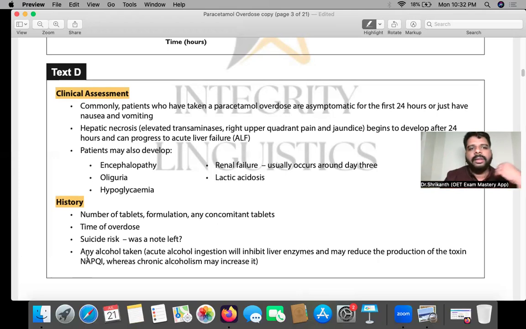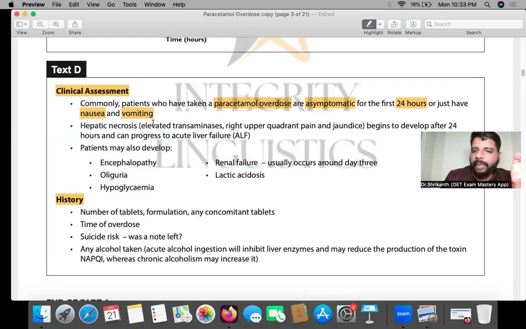Now let's see whether we can find the various symptoms. Commonly, patients who have taken a paracetamol overdose are asymptomatic for the first 24 hours. Asymptomatic basically means they will have no symptoms or just nausea and vomiting. So what are the various symptoms they will have? The first symptom is nausea and the other symptom is vomiting. So now we have actually confirmed that the answer is in text D.